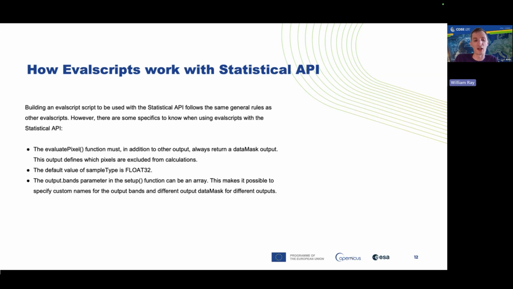In addition, the default value of your sample type is always float 32. If you're asking why that is, by default in processing API, it's unsigned integer 8. This would give you values of between 0 and 255.